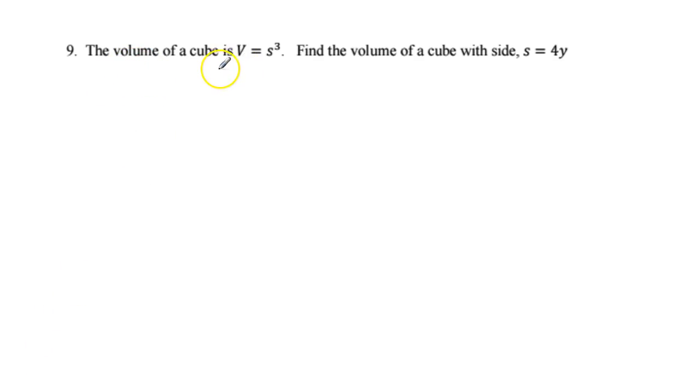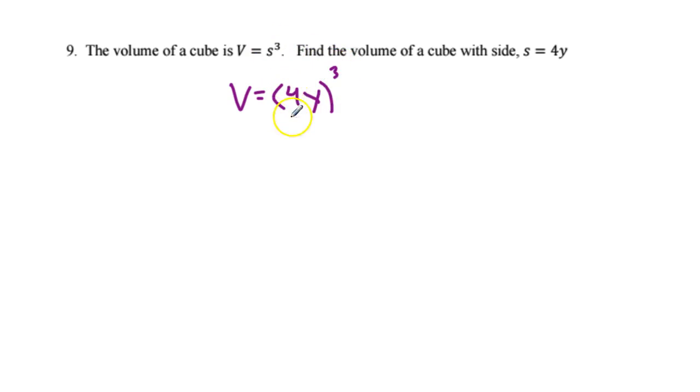Now we got one more. The volume of a cube. Okay, and it said the side is 4y. So I'm going to write V equals, instead of this s, the side, it's 4y. So I replace it. I put the old 4y right there, and then I have the cubed.